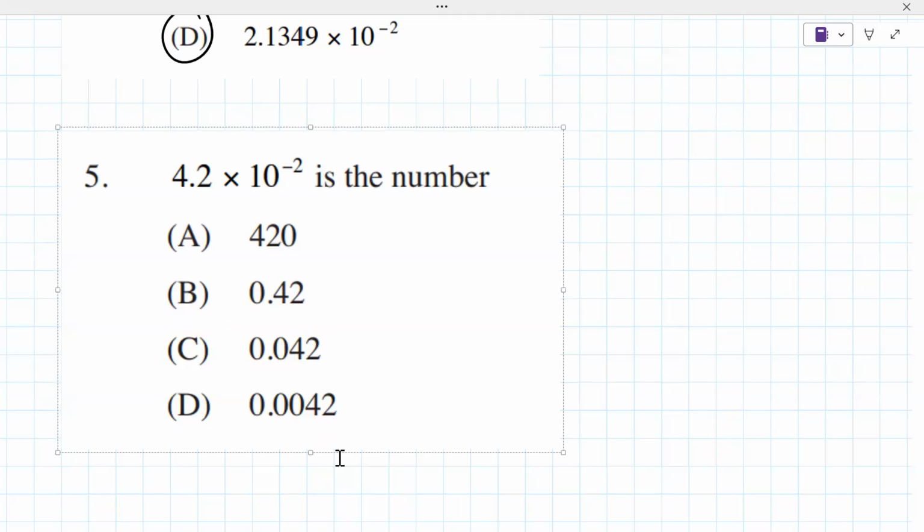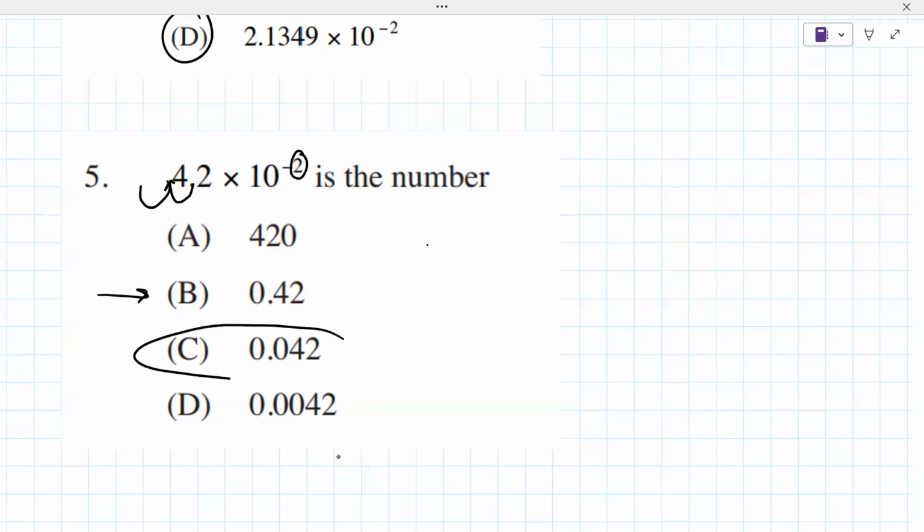B. Said B or D? B. Okay. So with the negative exponent, you're moving the decimal left. So there's one place to the left. How many places to the left are we moving it? 2. Okay, so we got to go one more. It is C. Yeah.